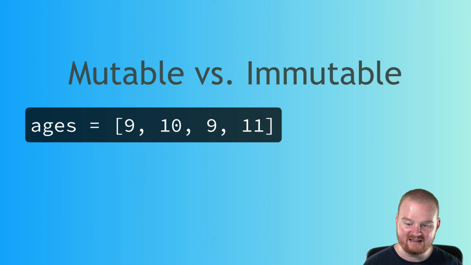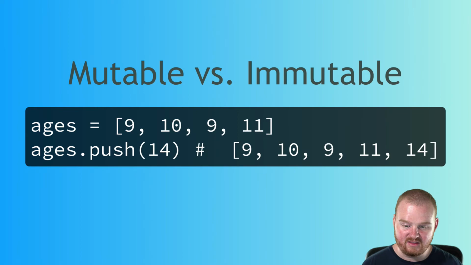It has 9, 10, 9, and 11. These might be ages or these might be other values, but the underlying type for this collection of values is called a list. A list, or an array in some languages, can change.